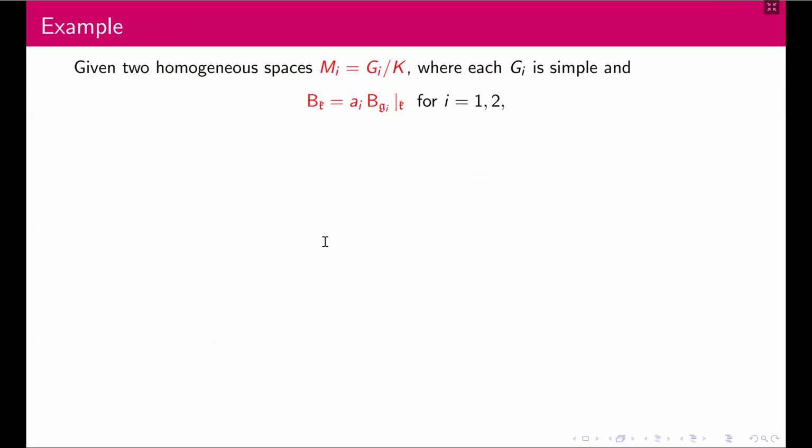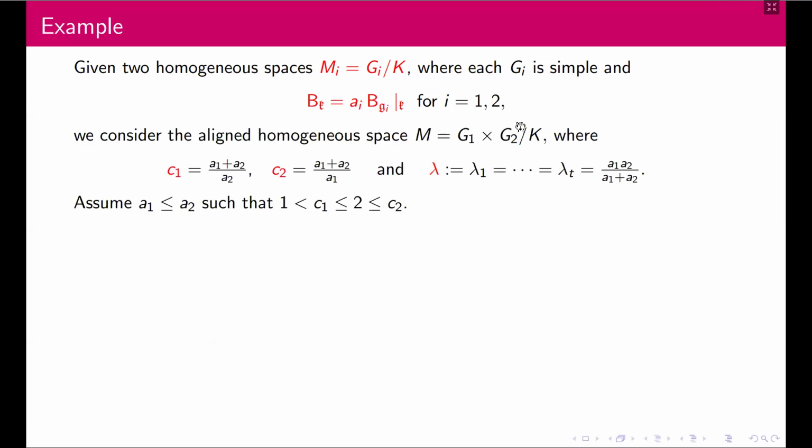Another example to generalize this a little bit more: we can consider two homogeneous spaces, M1 and M2, where each Gy is simple, and satisfying this property with respect to the Killing forms. Here K is not simple, but the Killing form of K is equal to a multiple multiplied by the Killing form of Gy restricted to K.